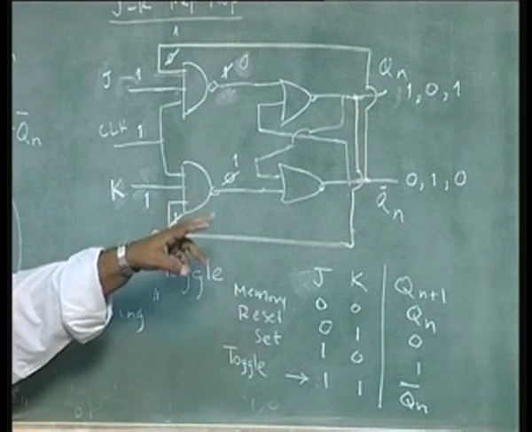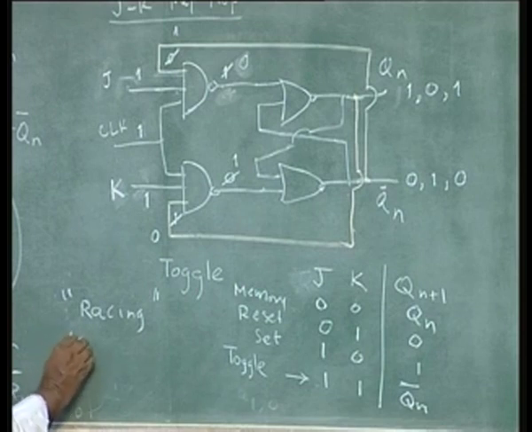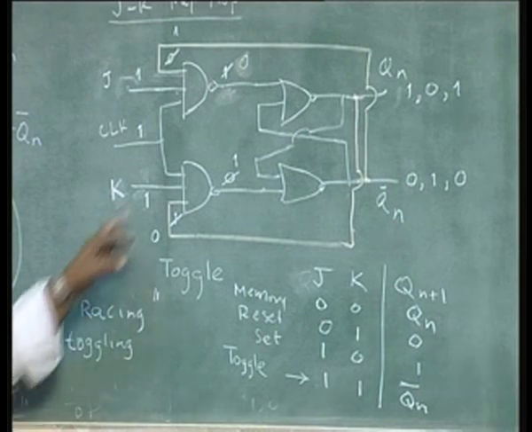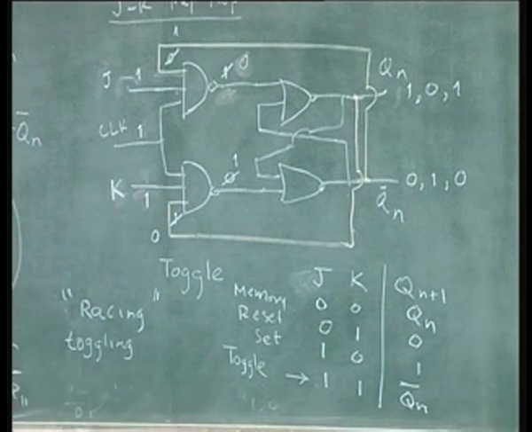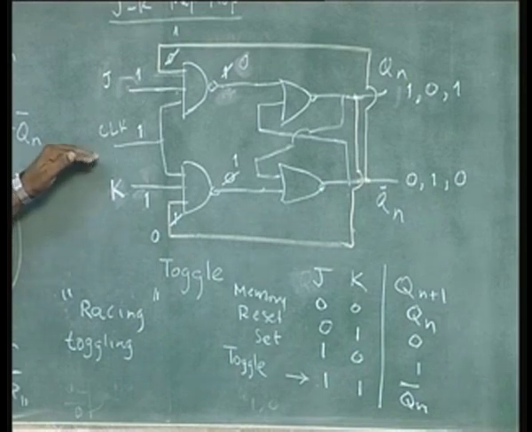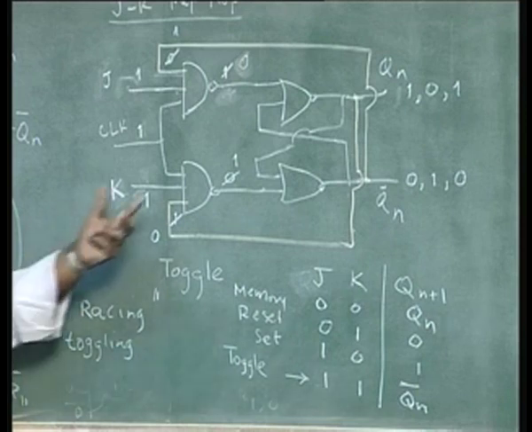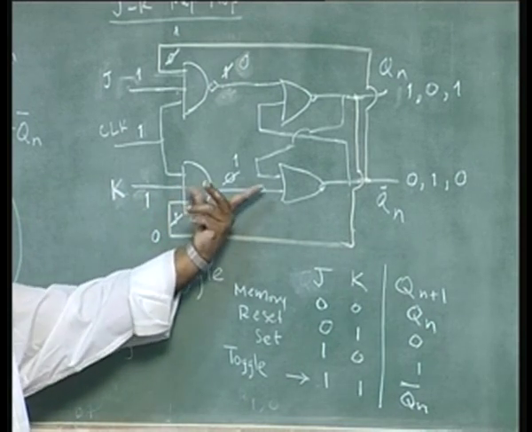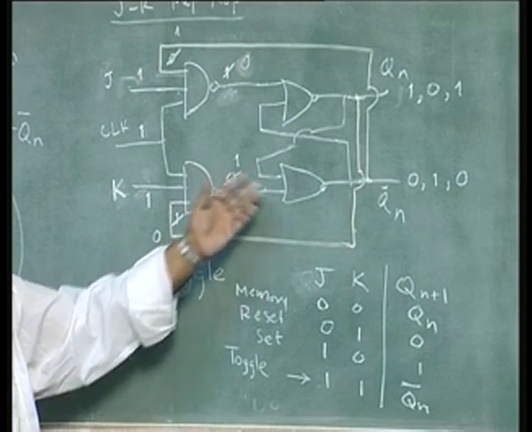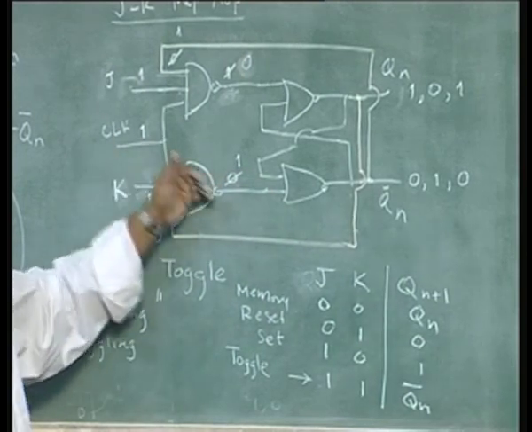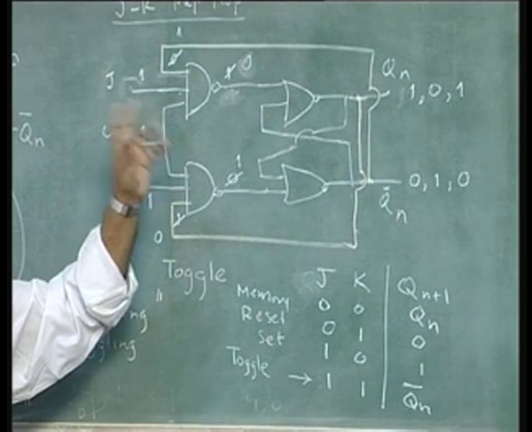Constant changing or toggling of the output of the JK flip flop, or any flip flop for that matter, happens as long as the clock input is high. As long as the clock is high, the output keeps toggling all the time. And what is the time of toggle? The time of the toggle is decided by the propagation delay of the gates. So, how much time does it take for the input to propagate from here to here to here and back here? That is the toggle time.